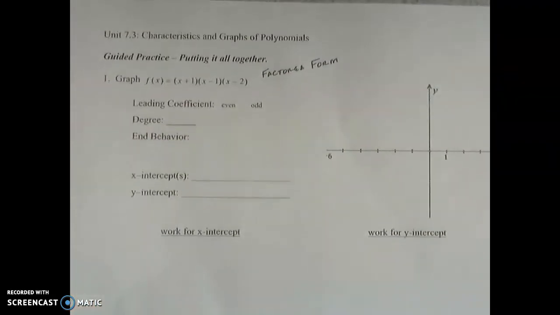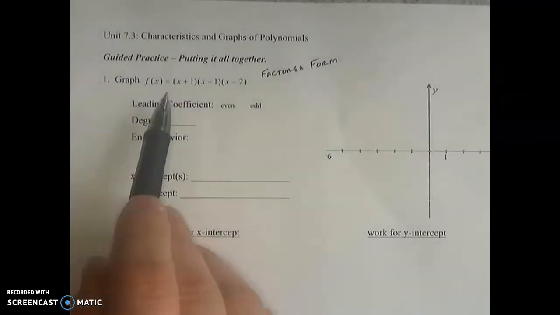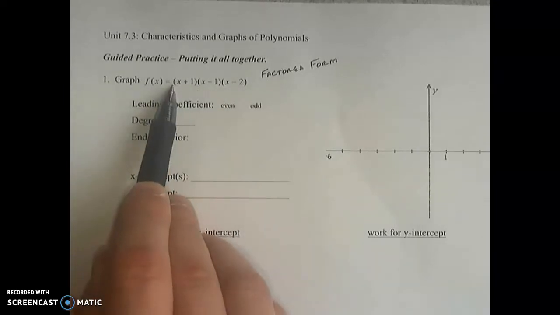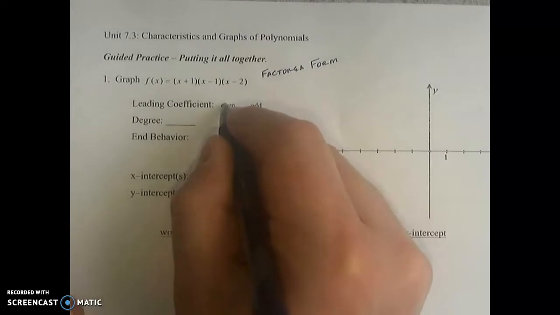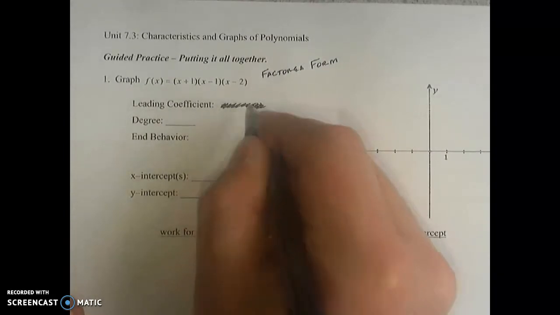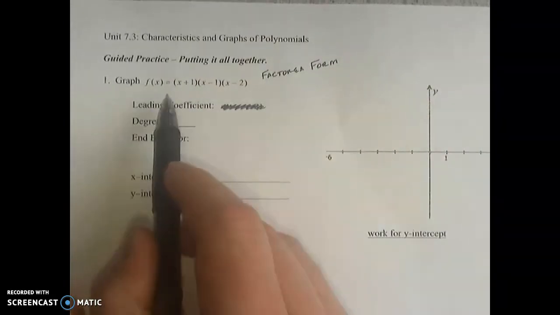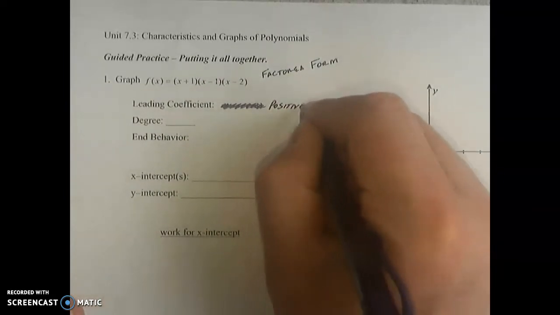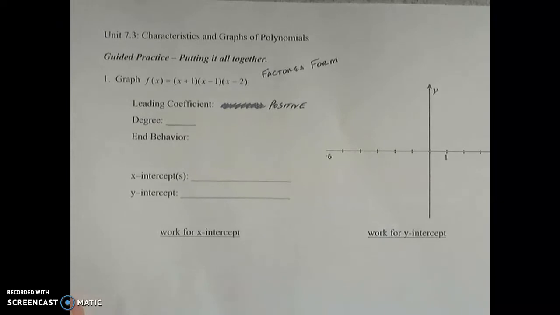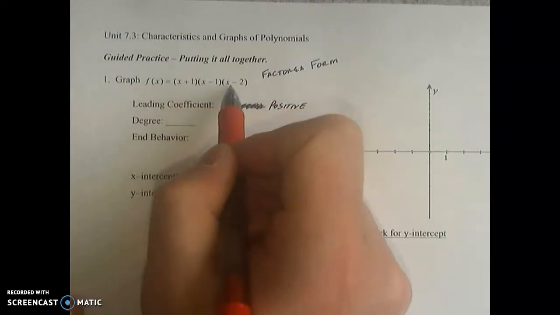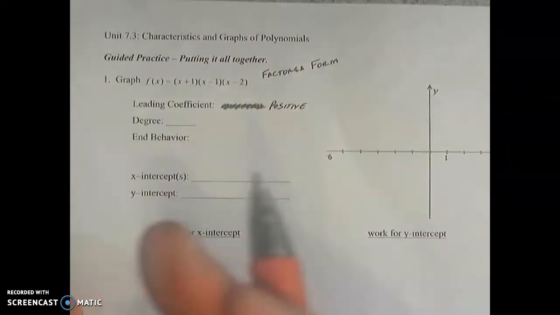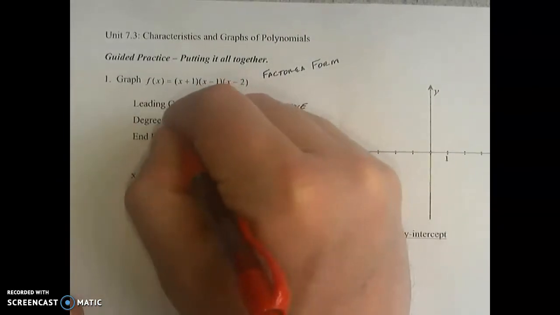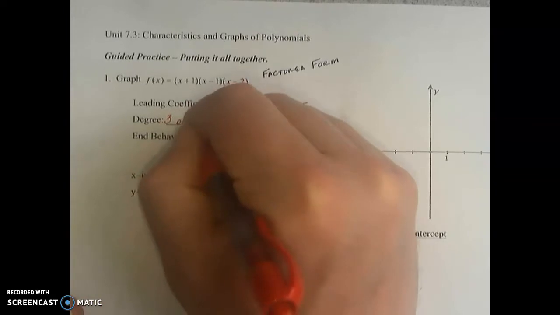Let's check out our leading coefficient here. When it's in factored form, we're literally just looking in front, okay, to see if that leading coefficient is positive or negative. A little typo here saying even or odd. We don't care if it's even or odd, we care if it's positive or negative. So the leading coefficient is positive. The degree here, let's see, 1, 2, 3 x's in factored form. If we were to multiply all this together, we would get an x to the third, leading to a degree 3, which is an odd number. That's going to be important.